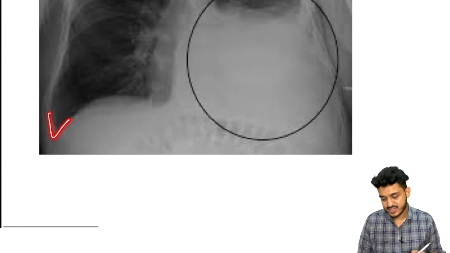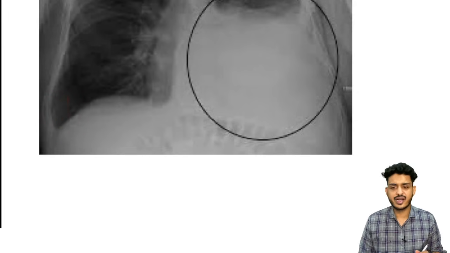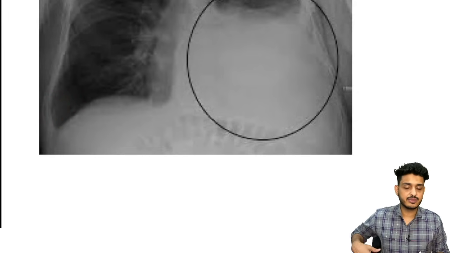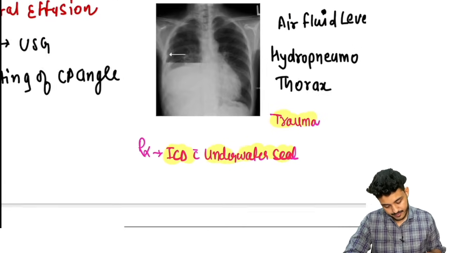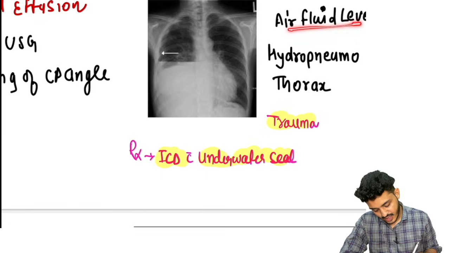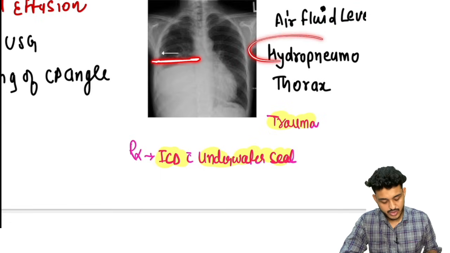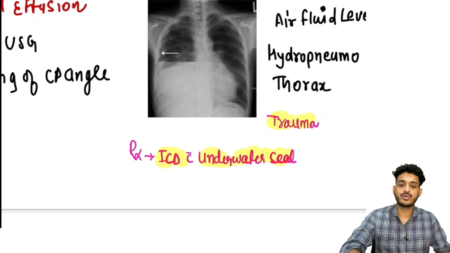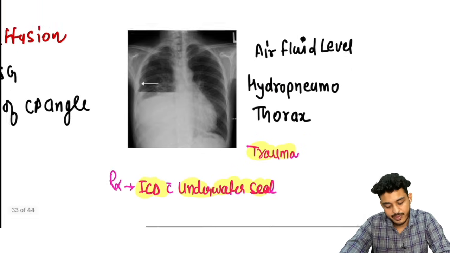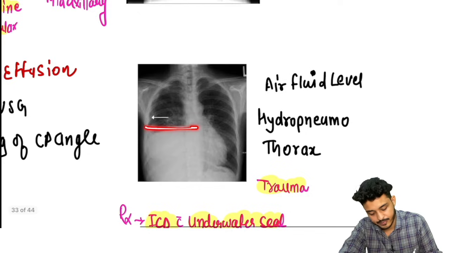Blunting of the CP angle, because this is due to gravity, right? Every fluid is going to come over there because of gravity, so you will be having loss of this blunting. Then we have this air fluid level in the hydropneumothorax. Hydro means water, pneumo means air. So you will be having air fluid level.